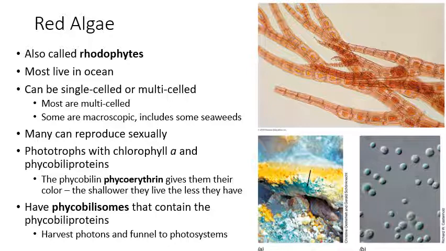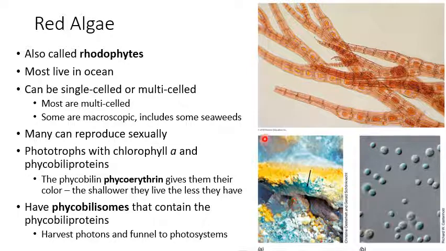Usually they'll have more of the phycoerythrin and they look red, but the shallower they live in the water, the less phycoerythrin they probably have. So usually the ones that live deeper are more intensely red, and the ones that live less deep might be less red or even not red at all. So in this image here, you can see a multicelled rhodophyte that has a good amount of phycoerythrin, which is why it looks red.